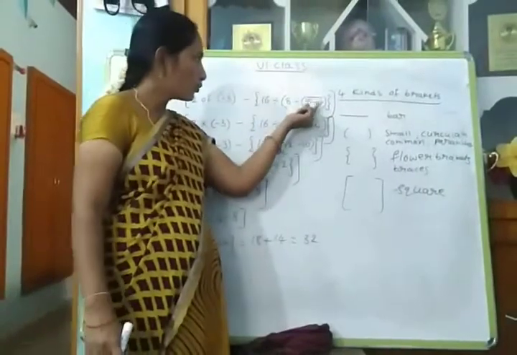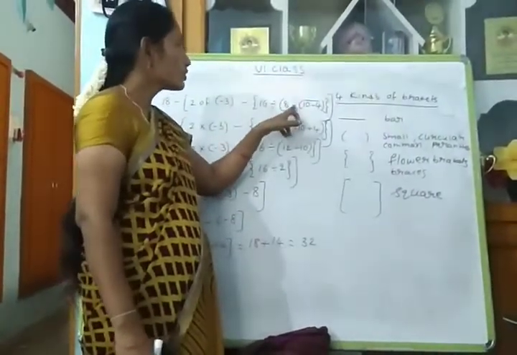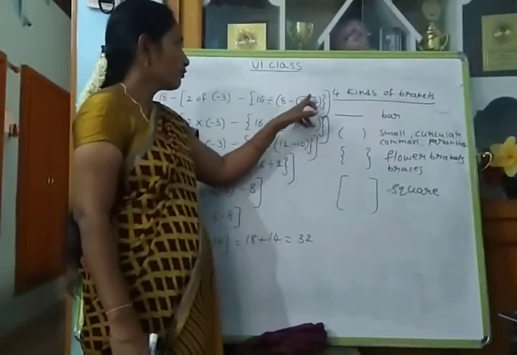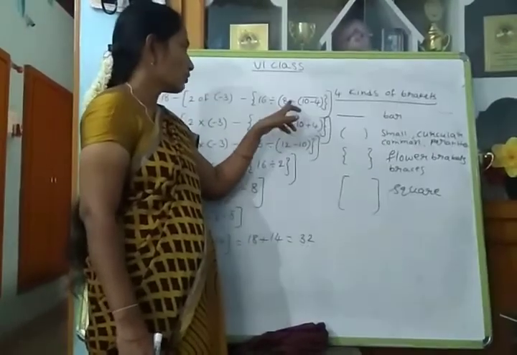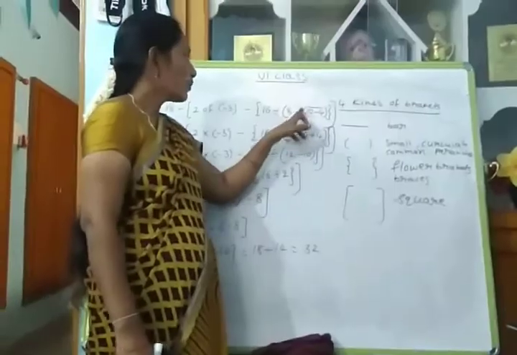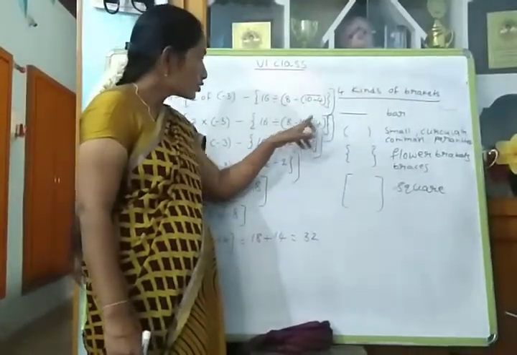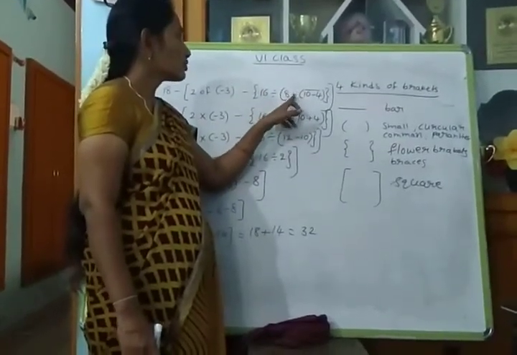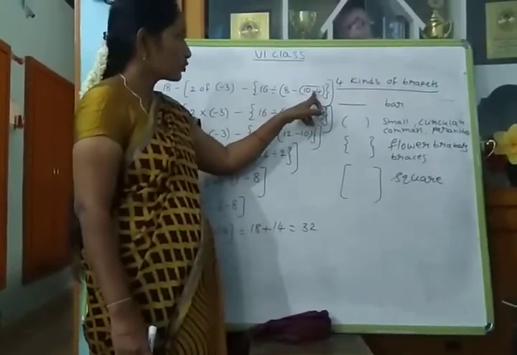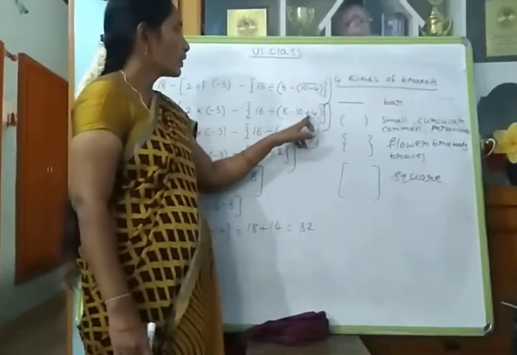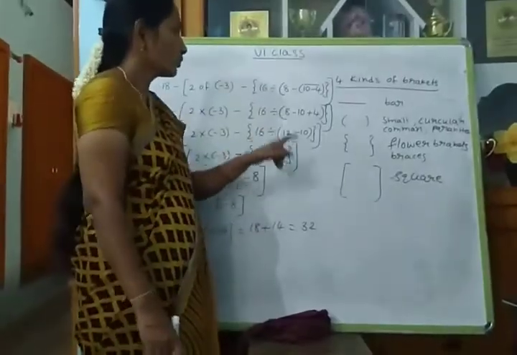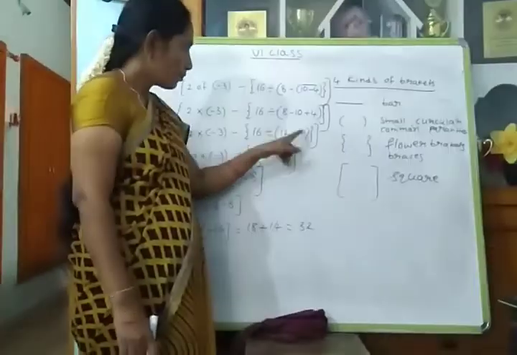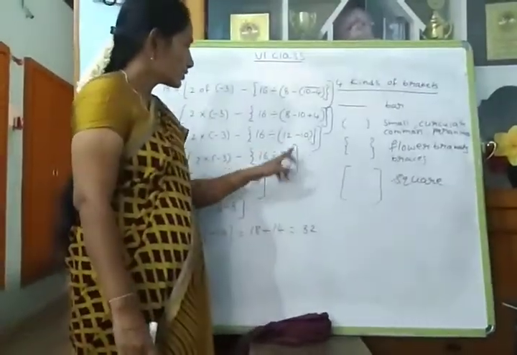First we have to remove the vinculum. Vinculum outside minus is there, inside minus is there, it will become plus. If plus is there, it will become minus. Why? Because we have to multiply signs. Minus into plus is minus. Minus into minus will get plus. So just remember, if the vinculum has minus outside and minus inside, the inside one will get plus. So minus 10 plus 4. 8 and 4 are positive, so 8 plus 4 is 12 minus 10. So 12 minus 10, how much?